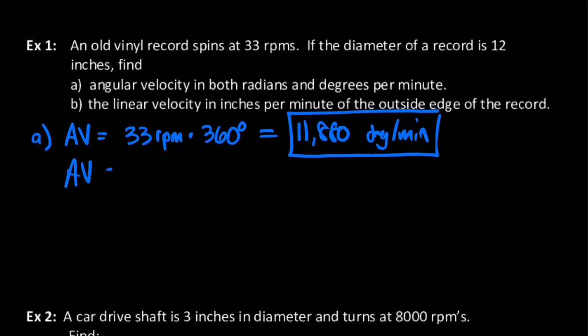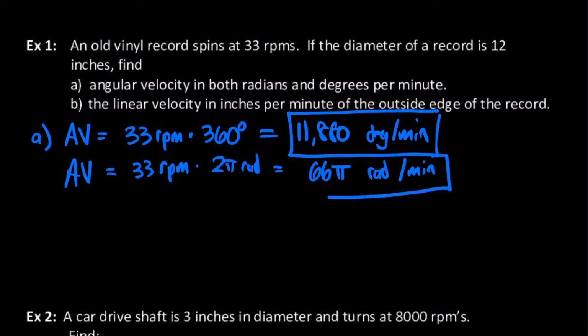And now let's do it in radians. That would be 33 RPM times 2 pi radians. So that would be 66 pi. I'll just leave it in terms of pi. That could be calculator inactive. Radians per minute. And like I said, units are very important.